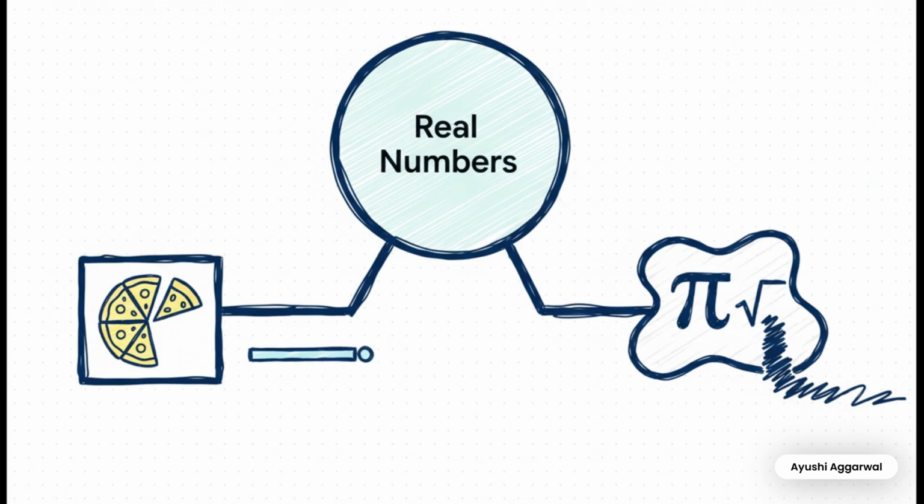Now, these real numbers, they split into two main branches, rational and irrational. And understanding the difference between these two is absolutely crucial. So rational numbers are the ones we can write as a simple fraction, in that p by q form. But irrational numbers, things like pi or the square root of 2, their decimals just go on forever without ever repeating. That right there, that's the key difference you need to remember.